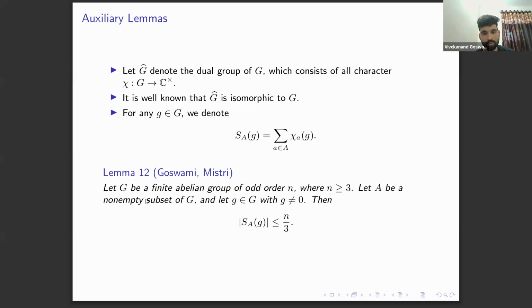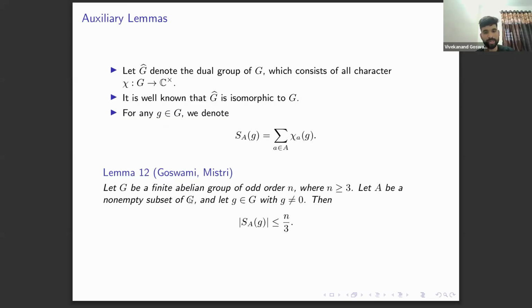The next lemma is proved using character theory. Let me introduce some notation from character theory. Let G hat denote the dual group of G, which consists of all characters chi from G to C cross, where C cross is the multiplicative group of non-zero complex numbers. It is well known that G hat is isomorphic to G. For any g belonging to G, we denote S_A(g) as the summation over a belonging to A of chi_a(g). Here chi_a is the element of G hat corresponding to a in G.